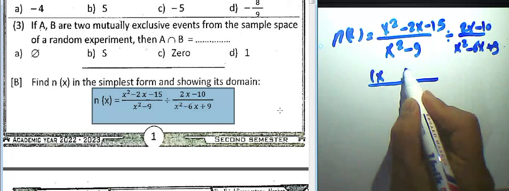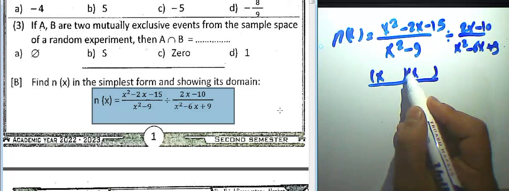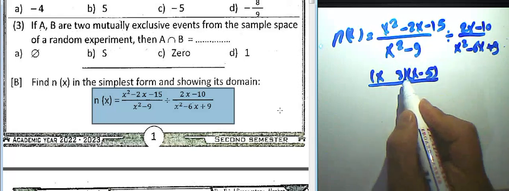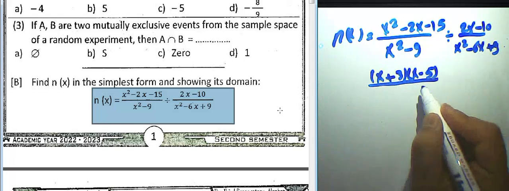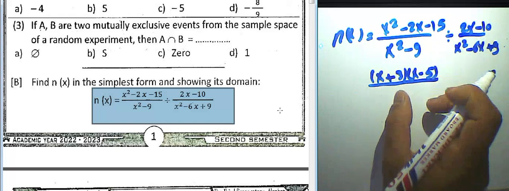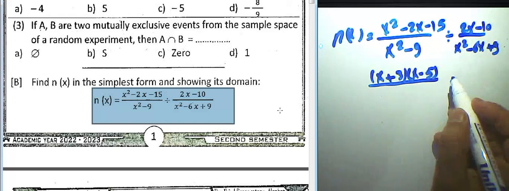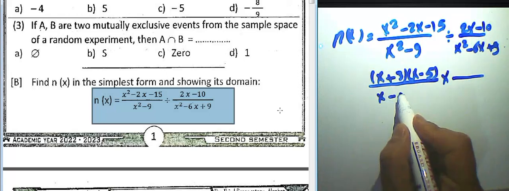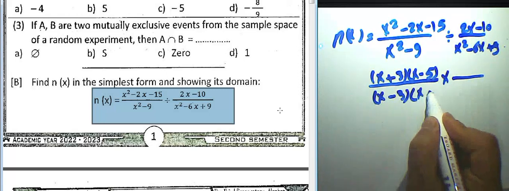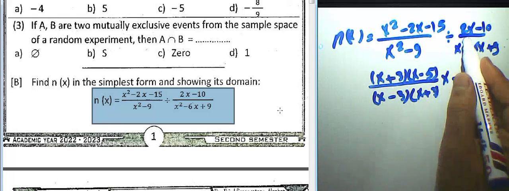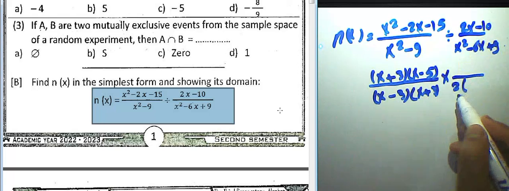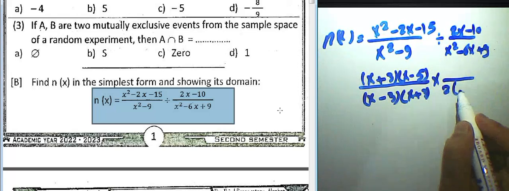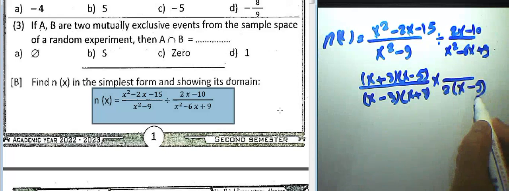Write x here and x, and 15 equals 3 times 5. 5 has the positive sign here, and 3 will be the negative, because multiplication of them equals 15, and if we subtract them, the result will be negative 2. And convert from division to multiplication, and here (x minus 3) and (x plus 3). We can write 2 as a common factor between the two terms here: 2x minus 10, factor 2 outside, 2 multiplied by (x minus 5).